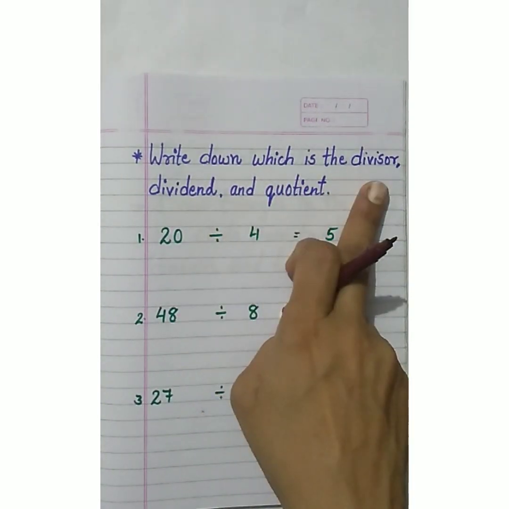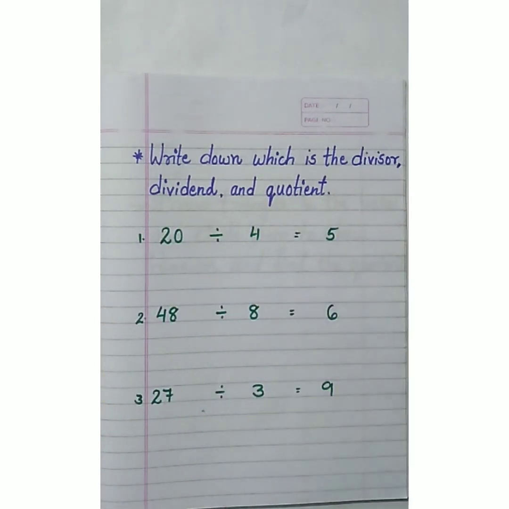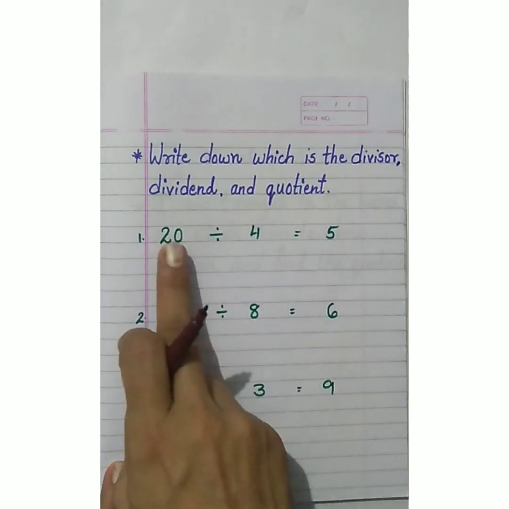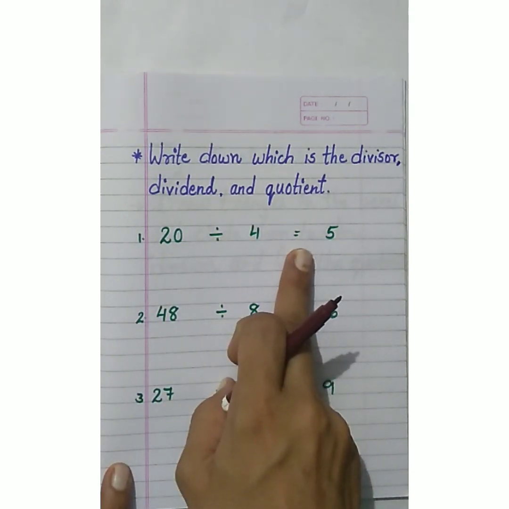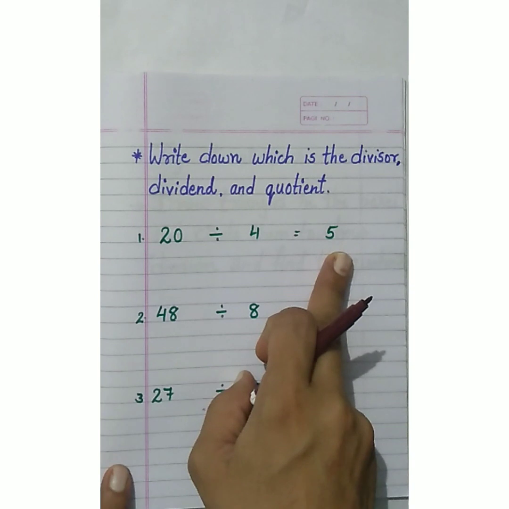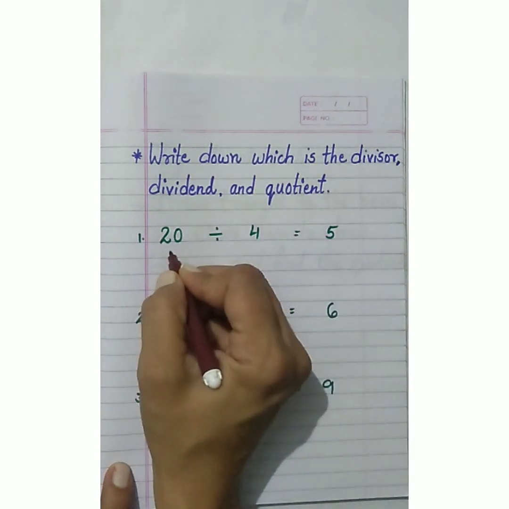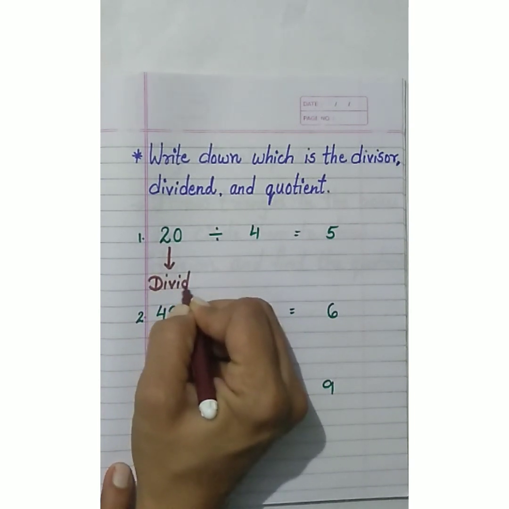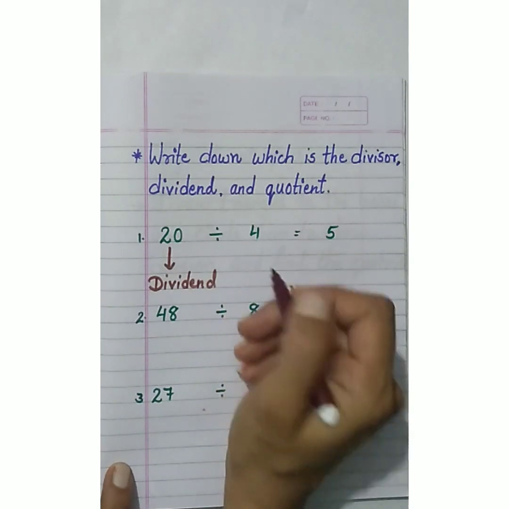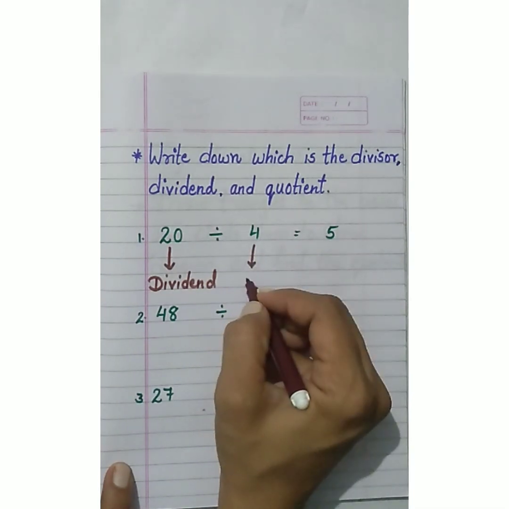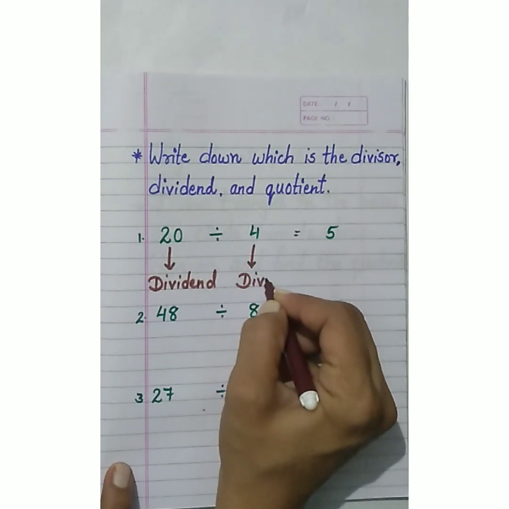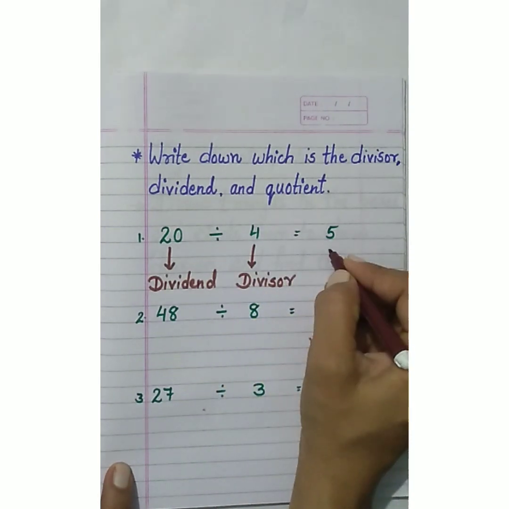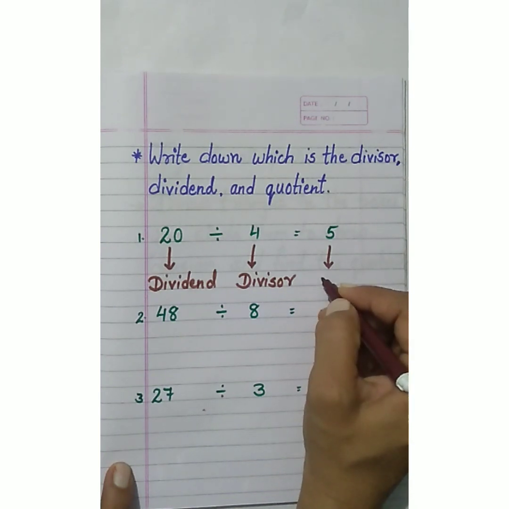Write down which is the divisor, dividend and quotient. Here are a few examples in which we have to tell which is the divisor, dividend and quotient. 20 divided by 4 is equal to 5. So here which is the dividend? 20. 20 is the dividend. Divide by 4. So 4 is the divisor. And 5 is the quotient.